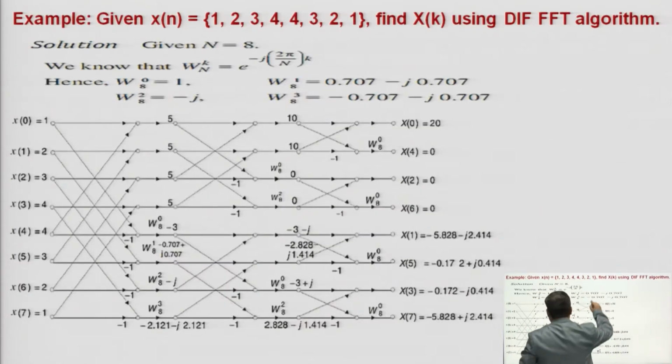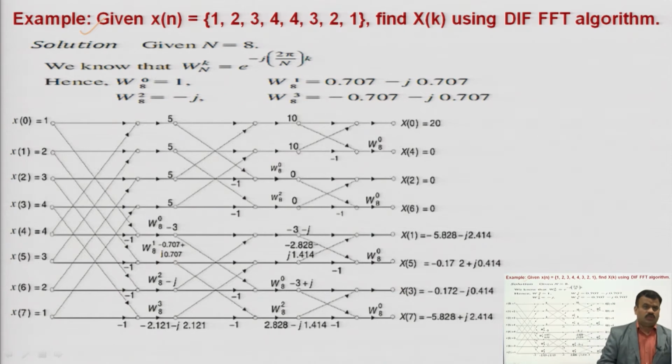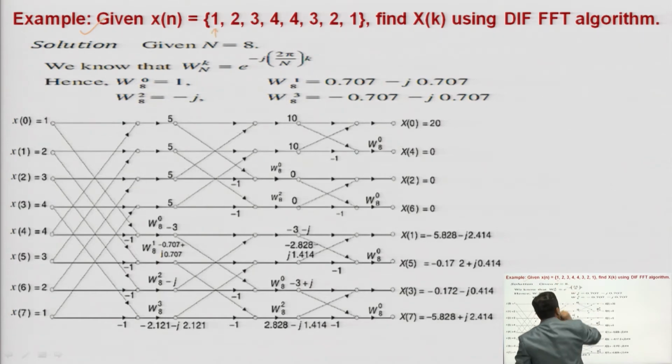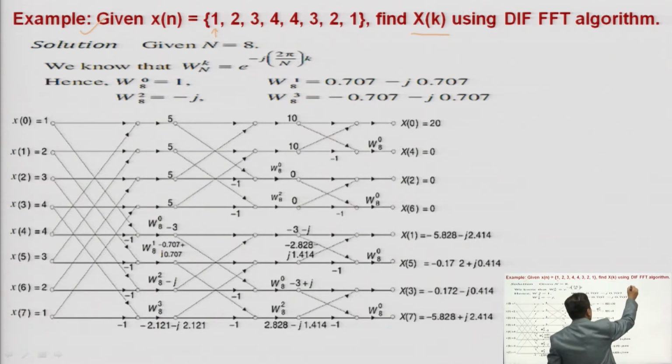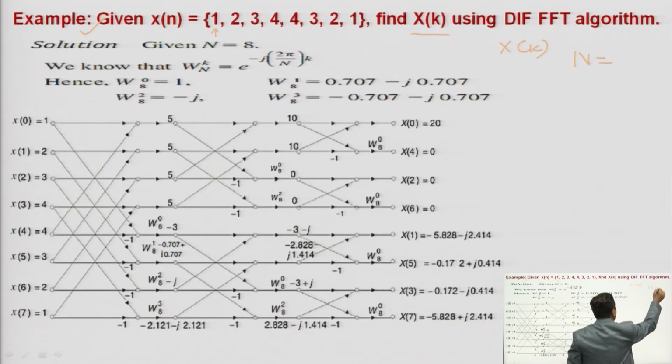If you see this example, it will be clear to all of you how you calculate the DFT, the discrete Fourier transform, using the DIF FFT algorithm. Here 8 samples are given to you, from 0 to 7, and you have to find the DFT, that is X of k, using the DIF FFT algorithm. X of k is nothing but the DFT. And capital N is equal to 8.